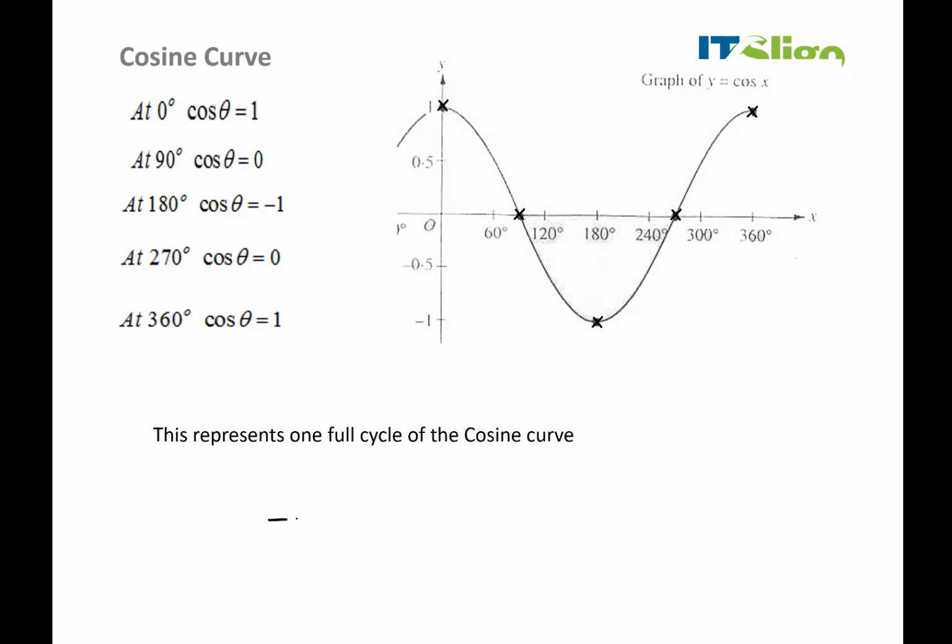Now, if we were to look at minus cos x, in this case, we start at the trough of the wave and we finish back at the trough of the wave. So that's what a minus cos x curve looks like.